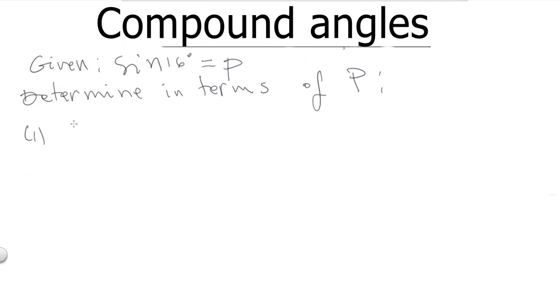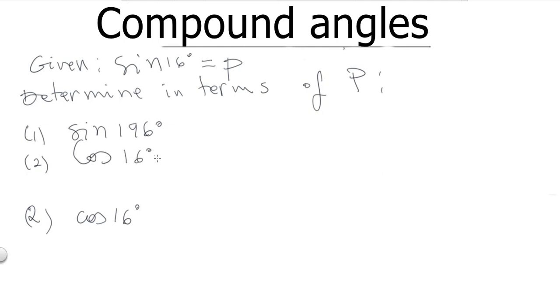Number one, you have sine of 196 degrees. And number two, we'll have cos of 16 degrees. Now, how do you evaluate this? Let me test my solution here.